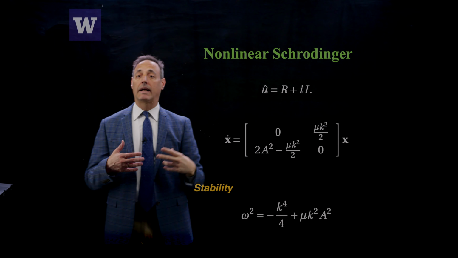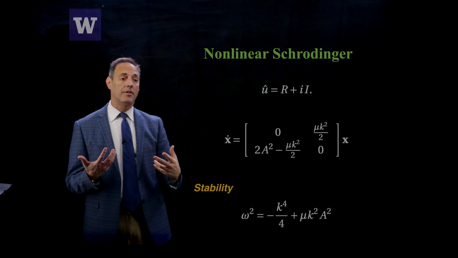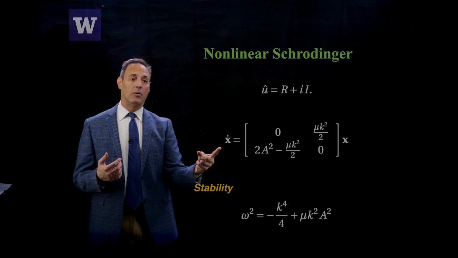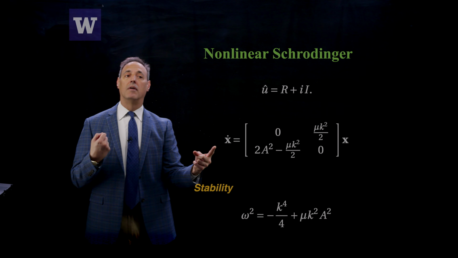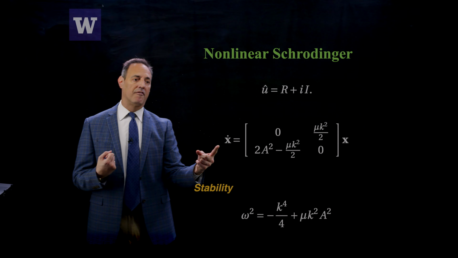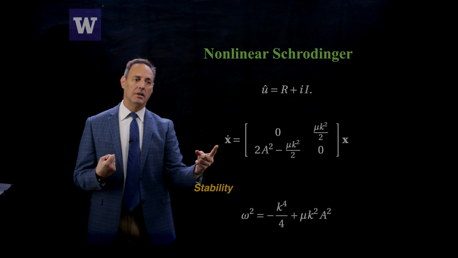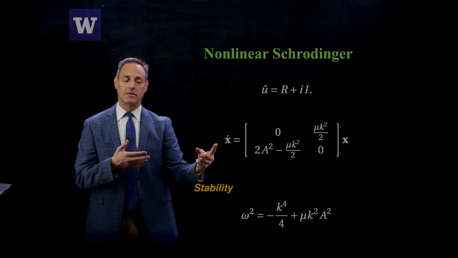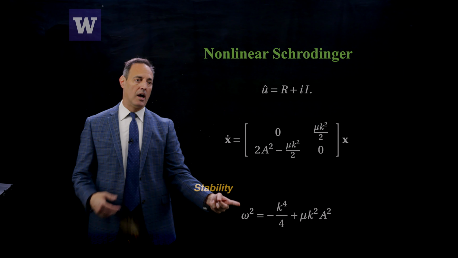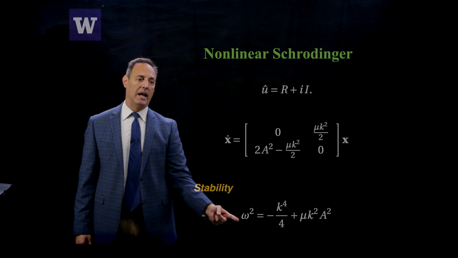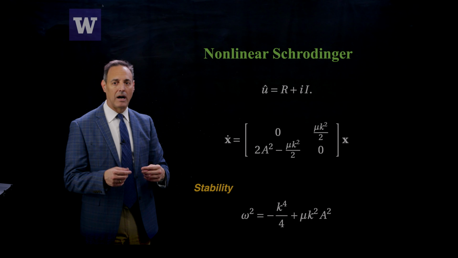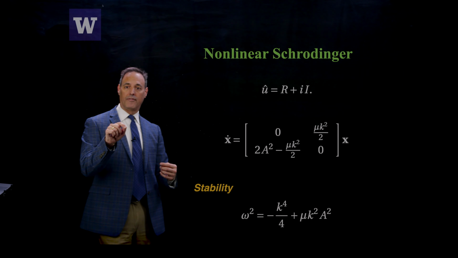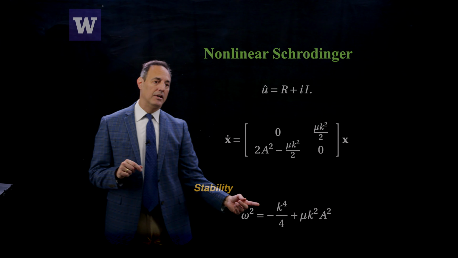If I plug that back in, what I end up with is the following first order ODE for the real and imaginary part of the evolution. Here it is. And in fact, what I can find for the stability is I can look at the eigenvalues of this, which is easy to do. I find this here as omega squared, which is telling me something about the exponent itself. And I'm very interested in this curve here.